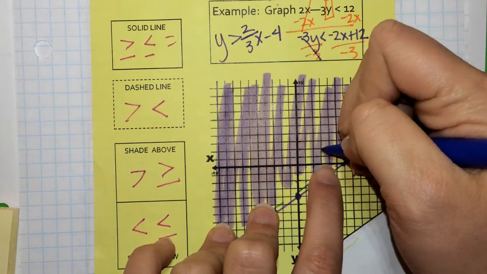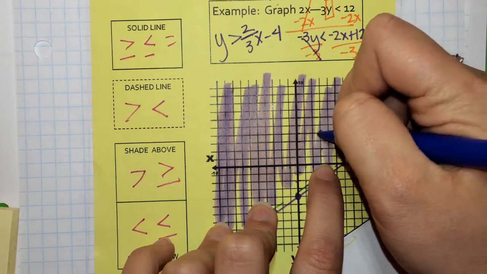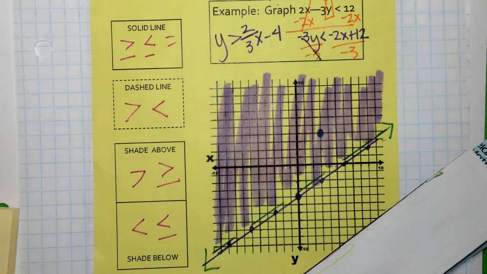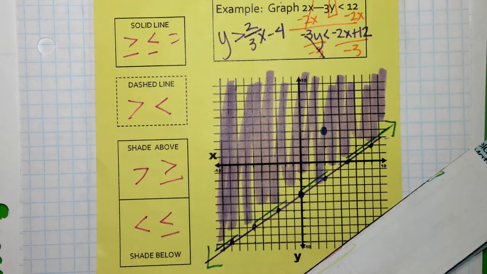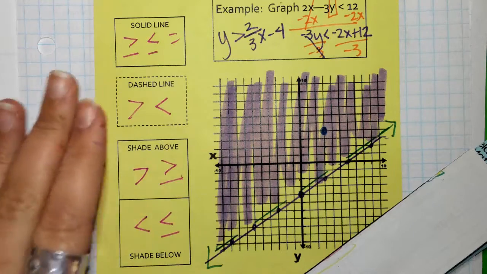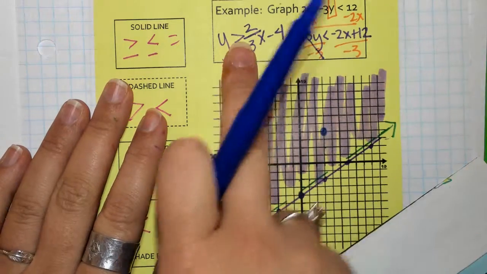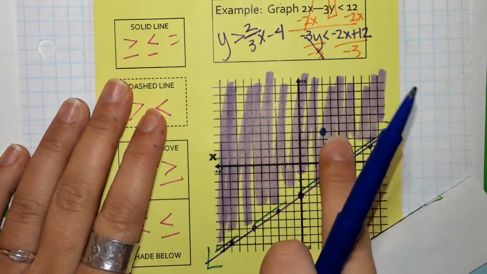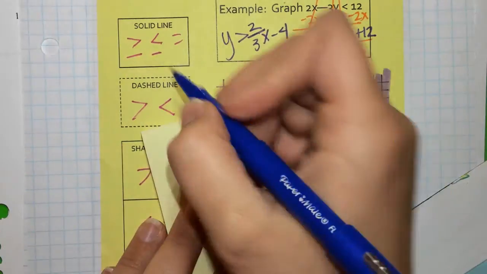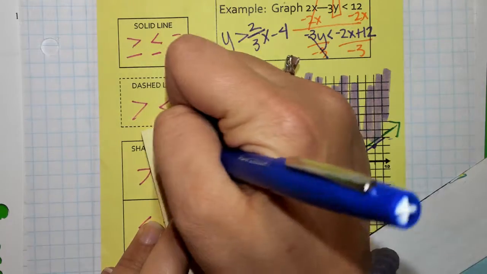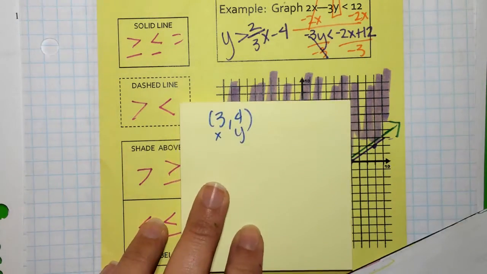Alright, so we're going to go right 3, up 1, 2, 3, 4. We're going to prove that (3, 4) is a solution. Now I want everybody to just watch. Okay, so we're going to prove that one of these solutions up here satisfies this. So I just randomly picked (3, 4) because that's above the line. Okay, so my x is 3, my y is 4.